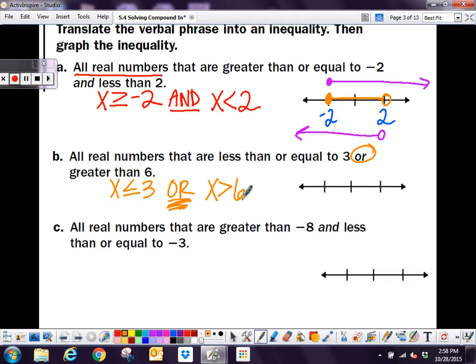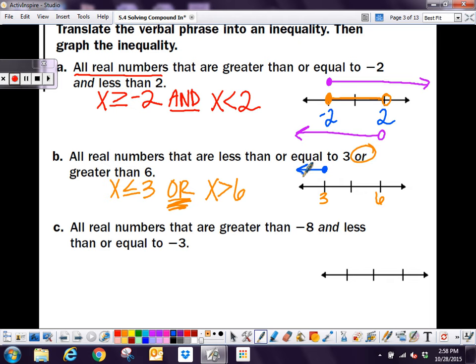Okay, so I'm going to go to my number line. I'm going to throw my 3 and my 6 on here. I'm going to do the same thing. I'm going to graph one above and I'm going to graph one below, and then on the number line I'm going to graph my final answer. Okay, so I have x is less than or equal to 3. So I have a closed circle, and I need everything less than that.